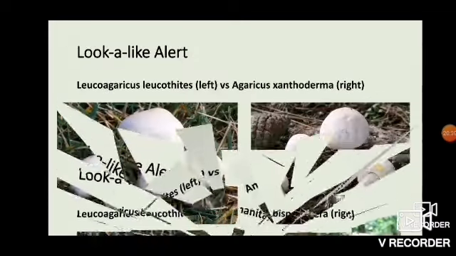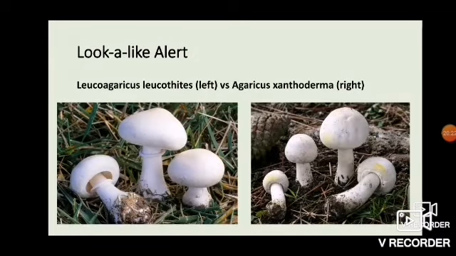Moving on. This here is the yellow stainer that it's being compared to. On the right, you have Agaricus xanthoderma. Very easy to tell the difference. Agaricus xanthoderma smells like chemicals and turns yellow when you slice it in half longitudinally. It'll turn yellow at the base there.